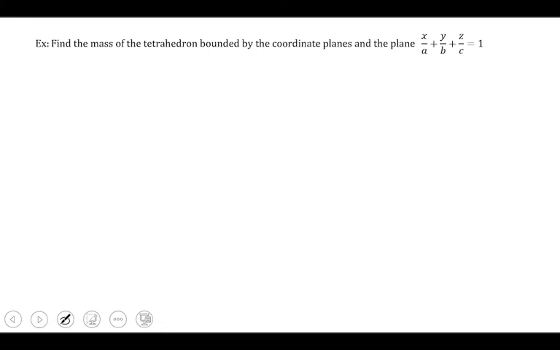The first question is: find the mass of the tetrahedron. See, the tetrahedron is not a 2D figure. A tetrahedron is a solid which has 4 surfaces as its boundary surfaces. So if you observe, the tetrahedron looks like this. Suppose I say this is the x-axis, this one is the y-axis, and this one is the z-axis. We are given that this tetrahedron is bounded by the coordinate planes. Coordinate planes mean the xy plane, yz plane, and zx plane.